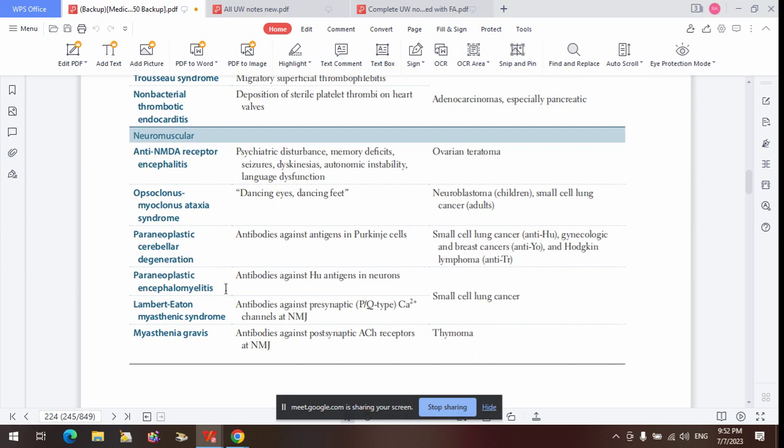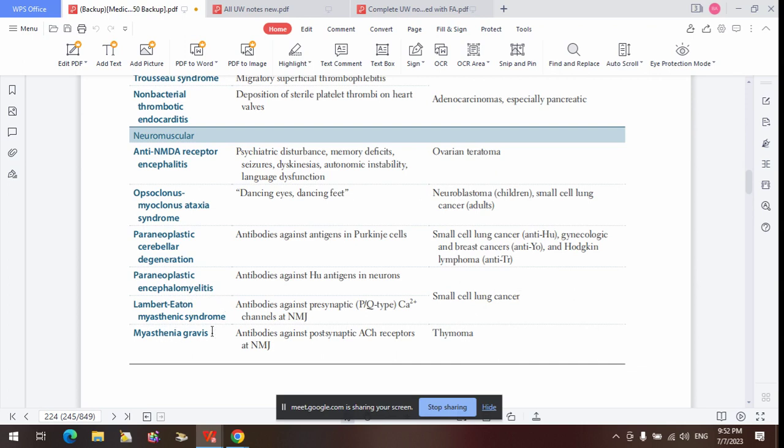Then we've talked about paraneoplastic encephalomyelitis from Hu antigen from someone that has a small cell cancer. So in addition to seeing paraneoplastic disturbance of memory, language, seizures, we are going to notice that the person will be having limb paralysis. Encephalomyelitis is affecting both the brain as well as the spinal cord. Small cell carcinoma.